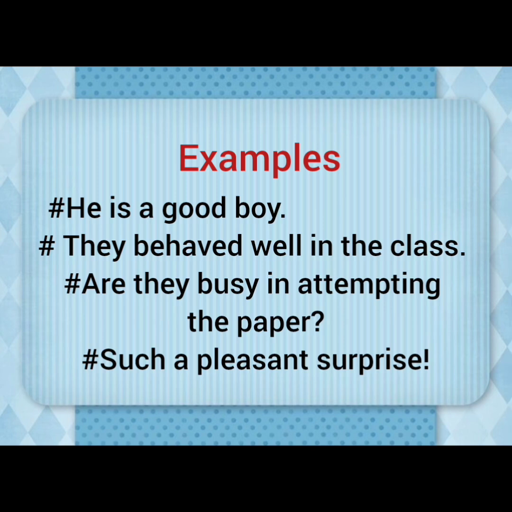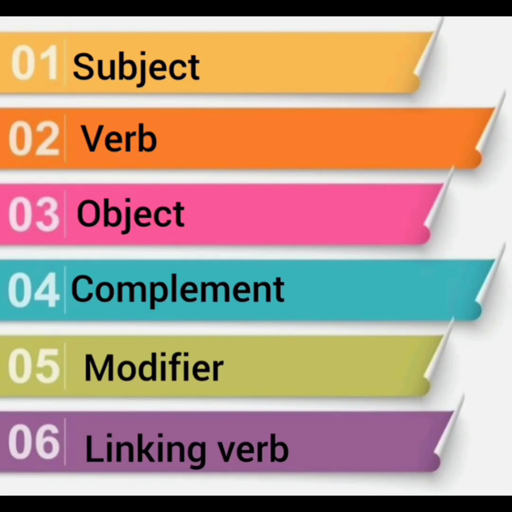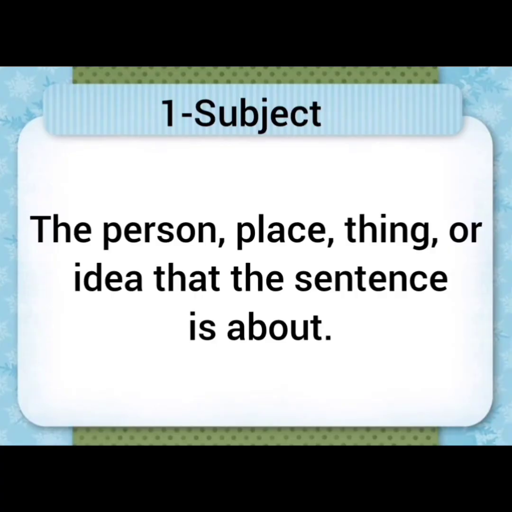Then I have components of a sentence. There are different elements that help in the construction of a sentence, and they are subject, verb, object, complement, modifier, and linking word. Let me start with the subject. The person, place, thing, or idea that the sentence is about is known as subject.